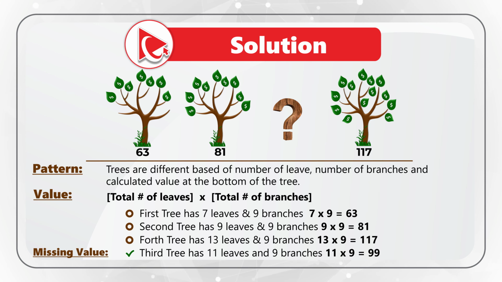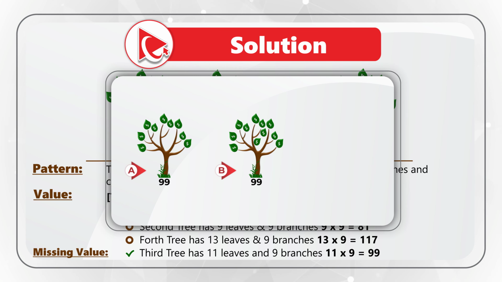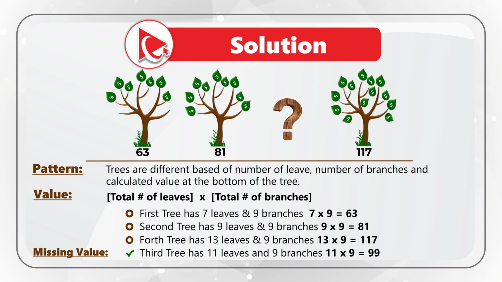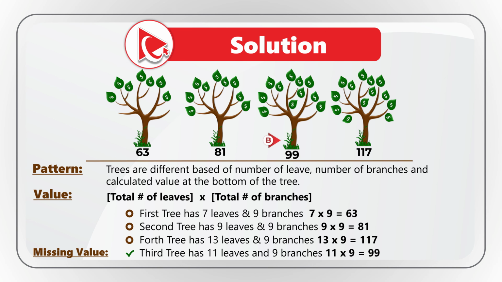What's interesting here is that choices A, B, and C all have value at the bottom of 99. But the correct choice here is only choice B, because only choice B has 11 leaves and 9 branches, and multiplying 11 by 9 equals actually 99, which matches the formula. So the correct choice here is choice B. Hopefully you've nailed this question and now know how to answer similar problems on the test.